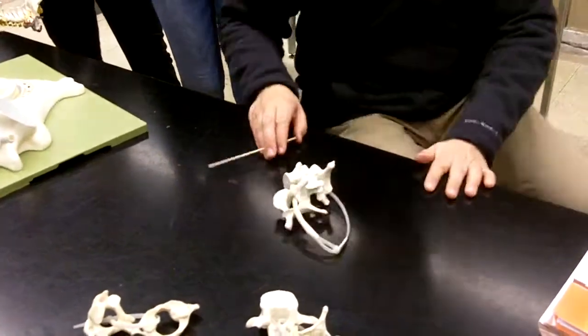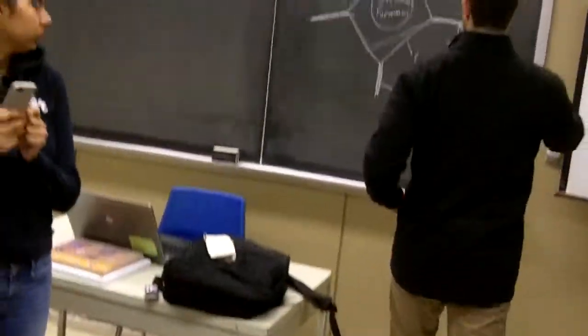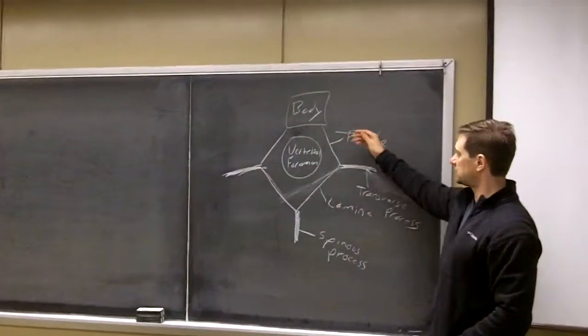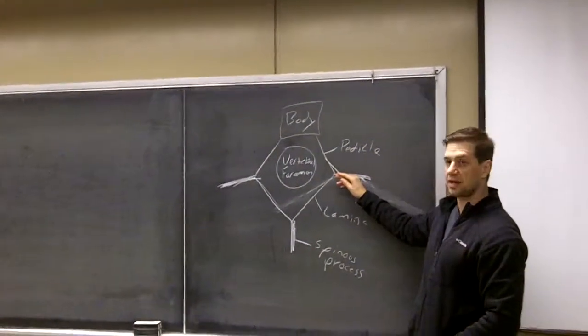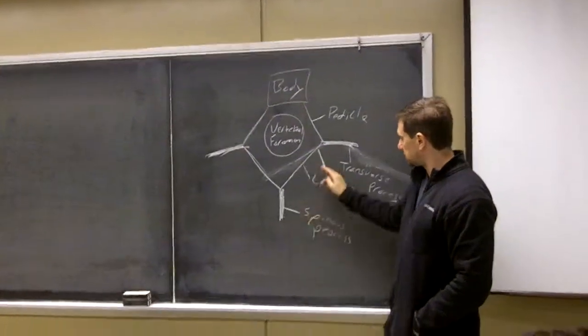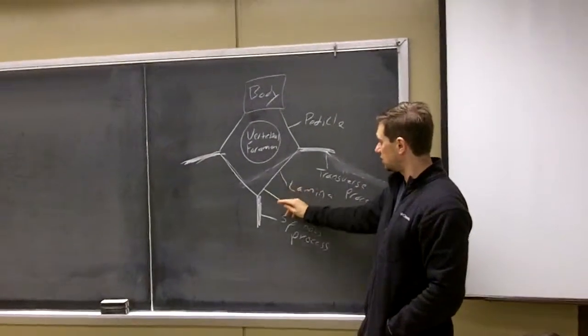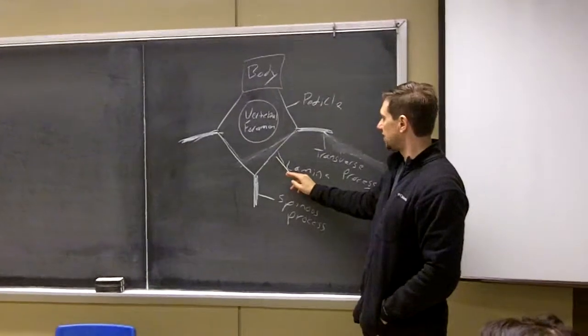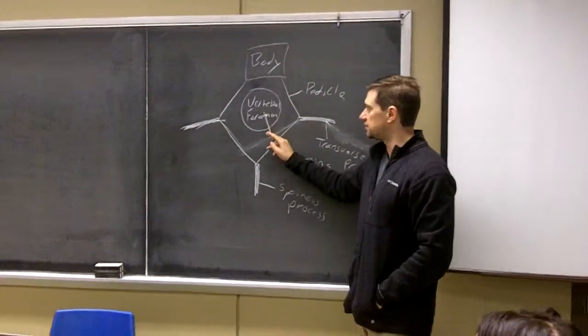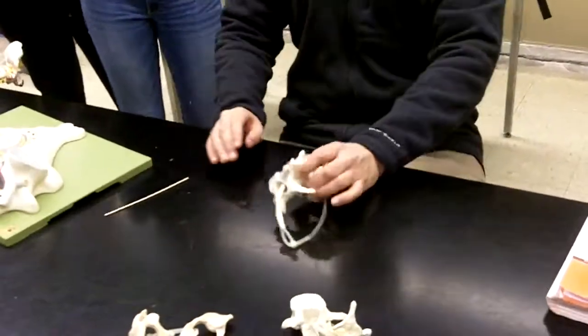So if you look up on the board, I actually wrote it out for you. Here we have the body, here we have the transverse process. Connecting the body to the transverse process is the pedicle. Here we have the spinous process and the transverse process. Connecting those two parts is going to be the lamina. And again, in the center is the vertebral foramen. Now that exists in both the thoracic and the lumbar vertebra.